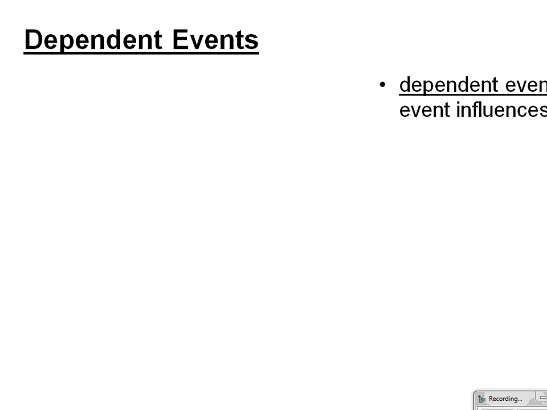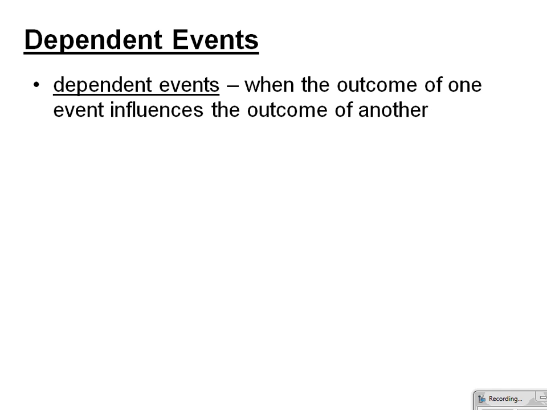Why? The change here is actually the difference between the previous lesson where we were studying independent events and this lesson where we're studying dependent events. Now, what are dependent events? Dependent events are when the outcome of one event influences the outcome of another.